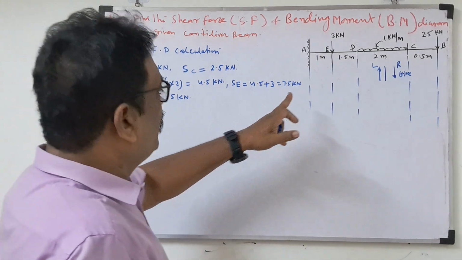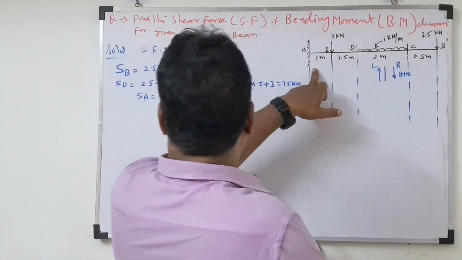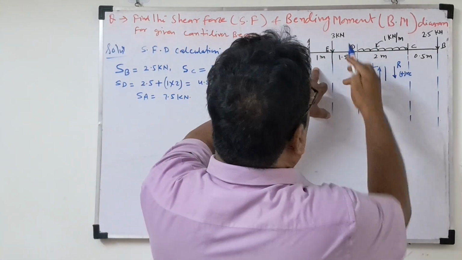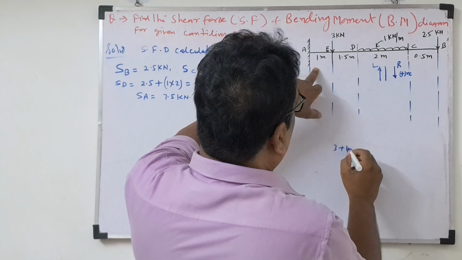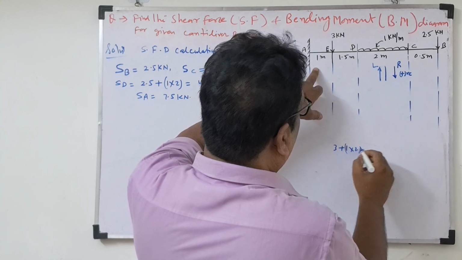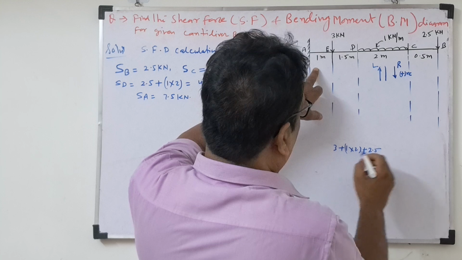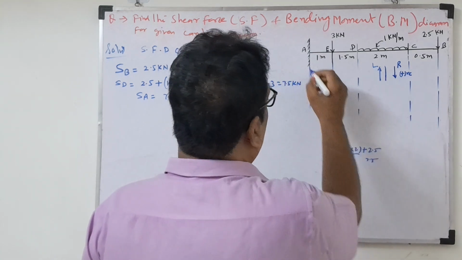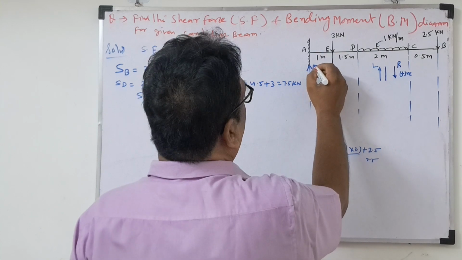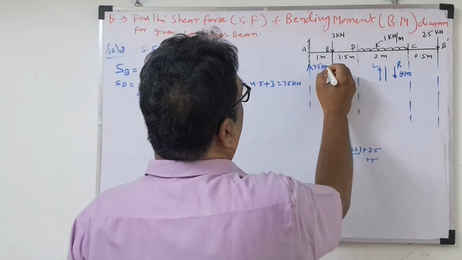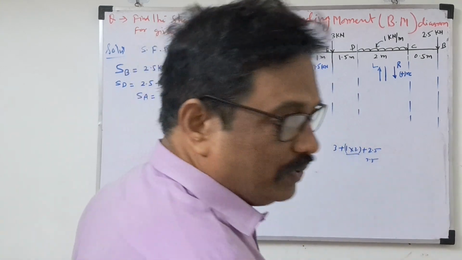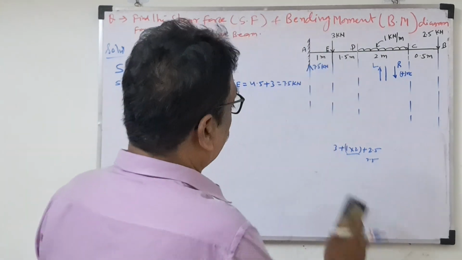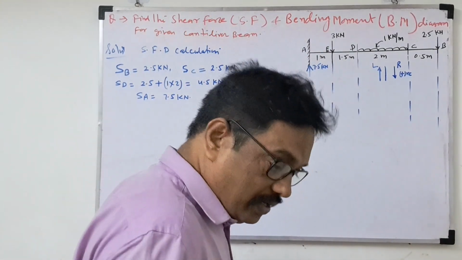That means the reaction force at A, how much will act? 7.5. If you add 3 plus 1 into 2 plus 2.5, so 3 plus 2 is 5, plus 2.5 is 7.5. So the total load, if you calculate the reaction here, comes to 7.5 kilonewton only. So that means the shear force calculation is correct.